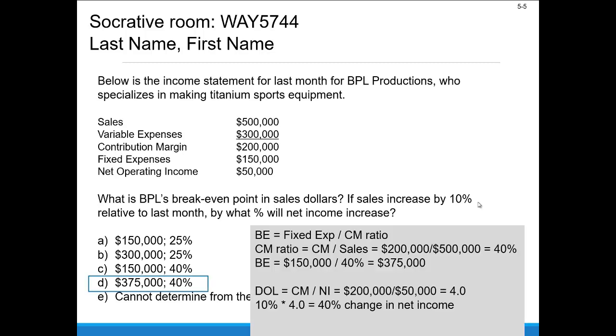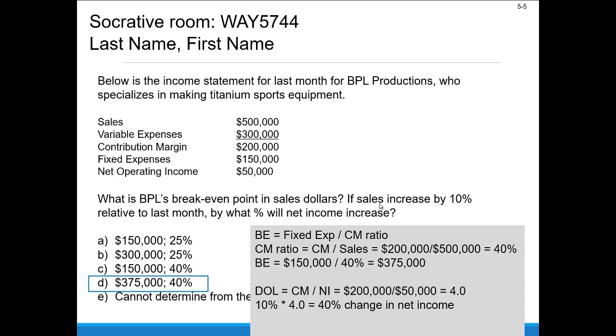So we can find the break-even point in sales dollars by taking our fixed expenses, everything we have to cover to reach break-even, divided by that CM ratio. And CM ratio is just contribution margin divided by sales. So in this case, 200,000 divided by 500,000 or 40%. So break-even then, 150,000 in fixed expenses divided by CM ratio of 40% for a total of $375,000 at break-even.